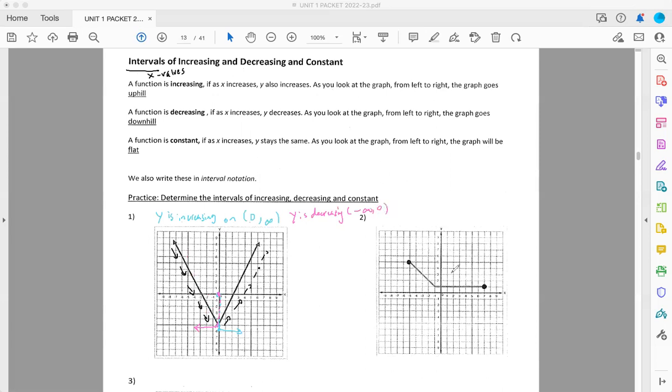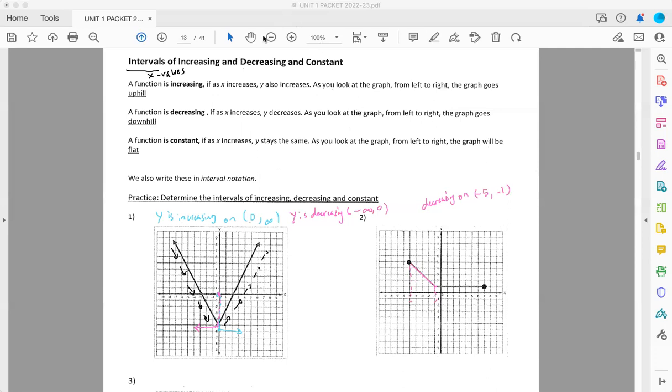Okay. Here you have two parts. One is decreasing, which is here. So from this point to this point, remember those are x values. So you would say decreasing on -5, -1.